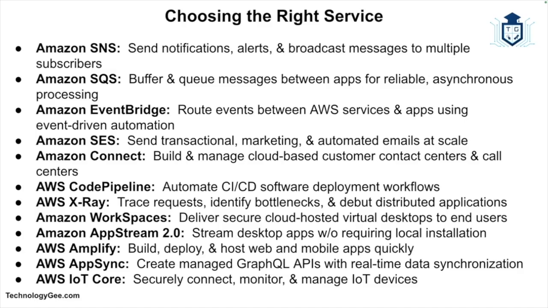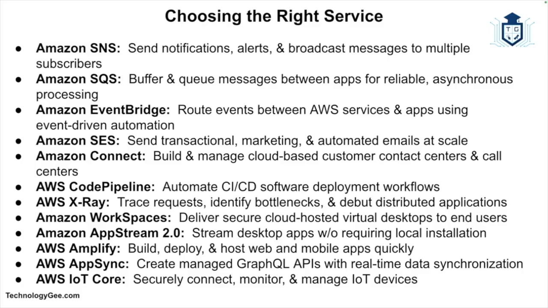You need to think about it like this. So if a company needs alerts, we're talking about SNS. If they need message buffering, we're talking about SQS. If they need event routing, we're talking about EventBridge. If they need email, we're talking about SES. If they need a call center, we're talking about Connect.